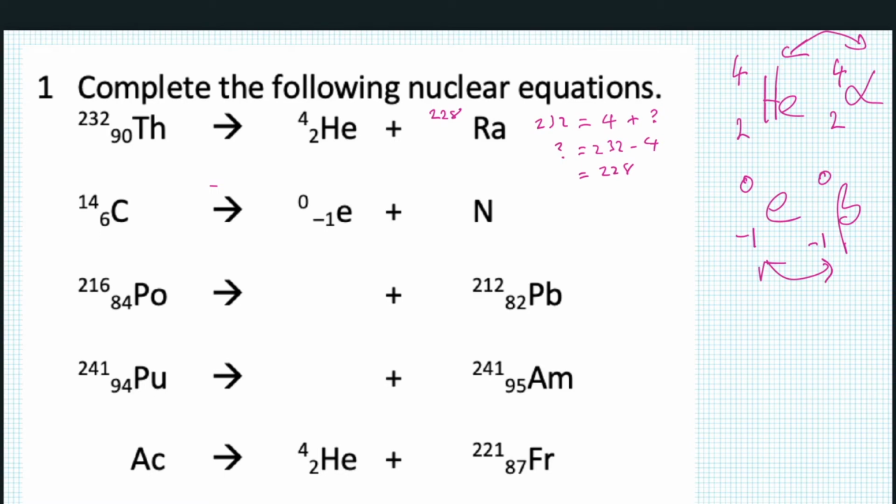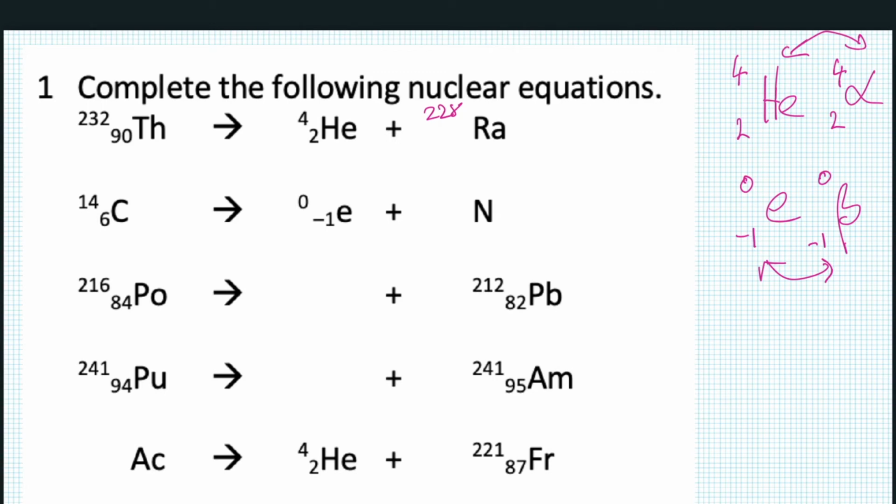The bottom numbers, 90 and 2, the same rule applies. Whatever we want to put here, the bottom number of radium, is going to be the number of protons in radium. And if we add the number of protons in radium to the number of protons in an alpha particle, we must get the number of protons that were in the original thorium atom. So the number that goes here, plus 2, has to equal 90. If we rearrange that, we end up with, let me write it again properly, 228.